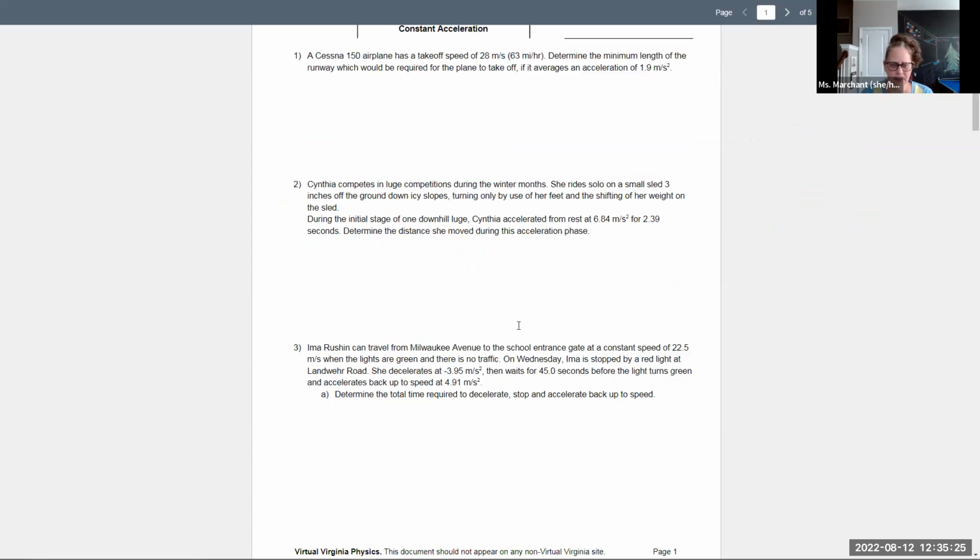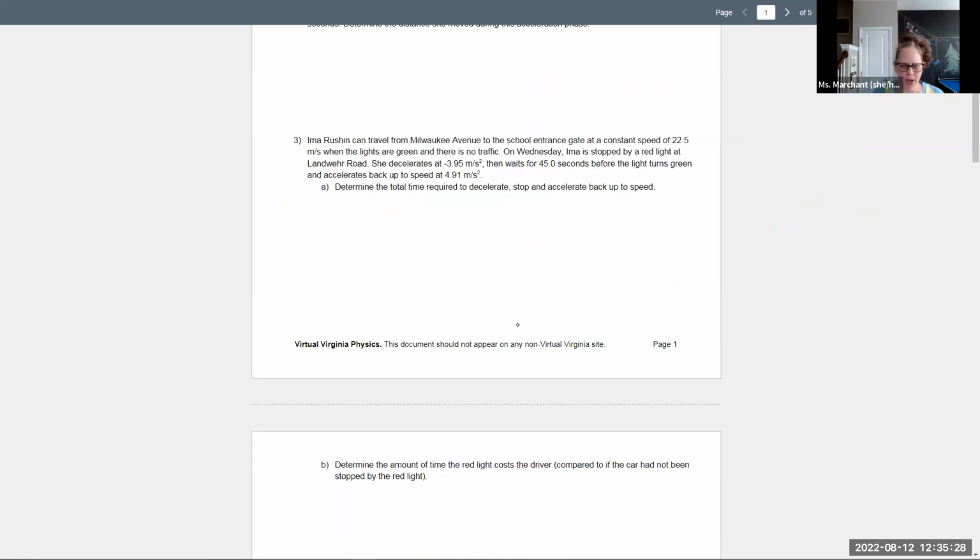Okay. So number 3, Emma Russian can travel from Milwaukee Avenue to the school entrance gate at a constant speed, constant. Okay, and you can still use the v, but that's going to be your v average when the lights are green and there's no traffic. On Wednesday, Emma stopped by a red light at Landwire Road. She decelerates at -3.95 meters per second squared, then waits for 45 seconds.